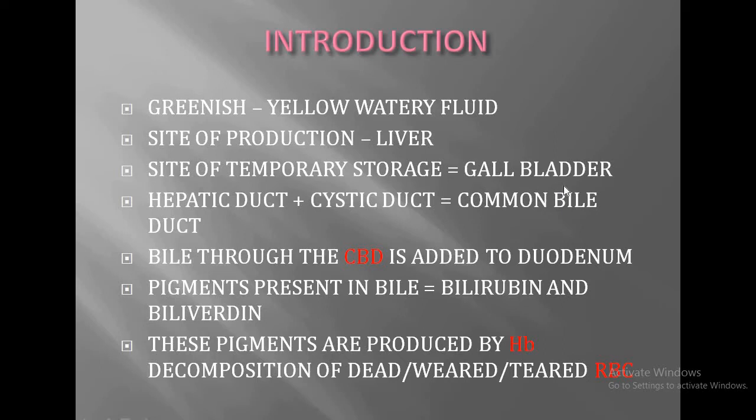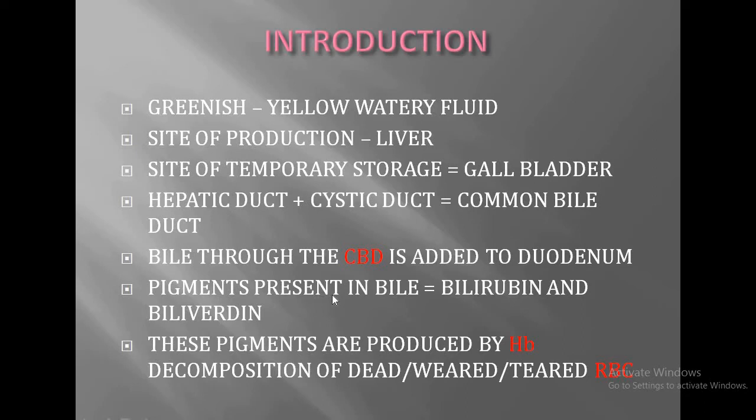kept in the gallbladder. And from the gallbladder, that is right hepatic duct and left hepatic duct, the bile will come to the cystic duct, and then through the common bile duct it will be added to the duodenum part of the small intestine. So bile through the common bile duct is added to the duodenum.